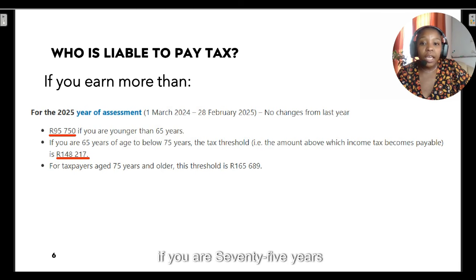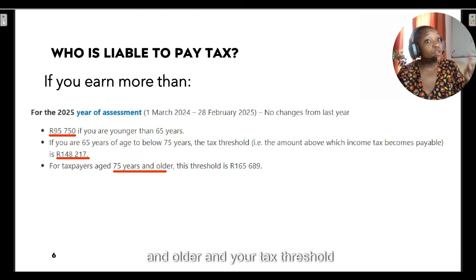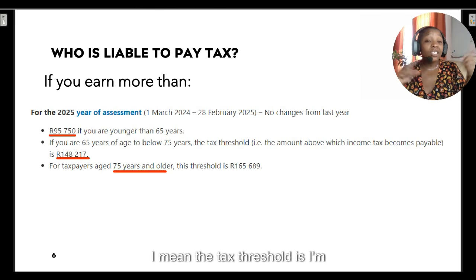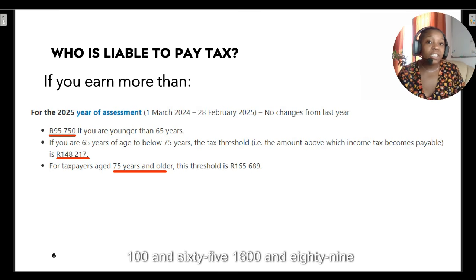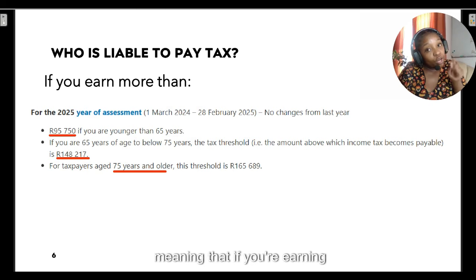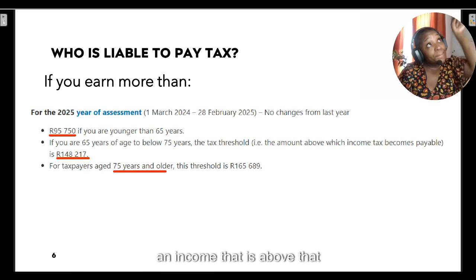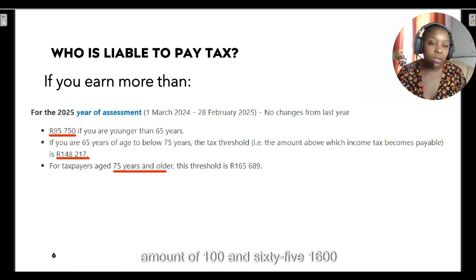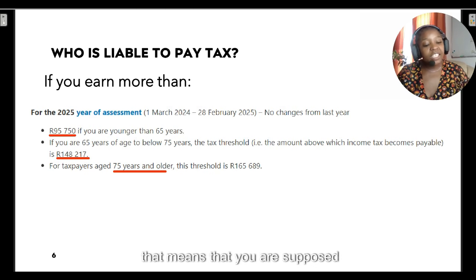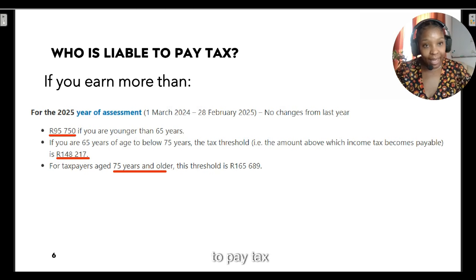Then lastly, if you are 75 years and older, the tax threshold is 165,689, meaning that if you're earning an income that is above that amount of 165,689, that means that you are supposed to pay tax.